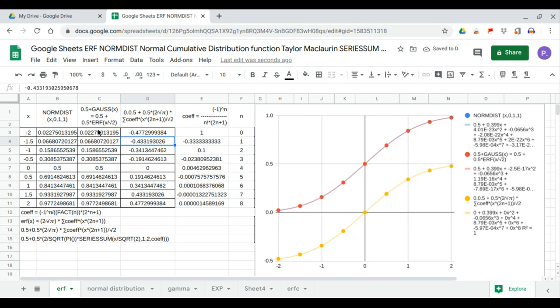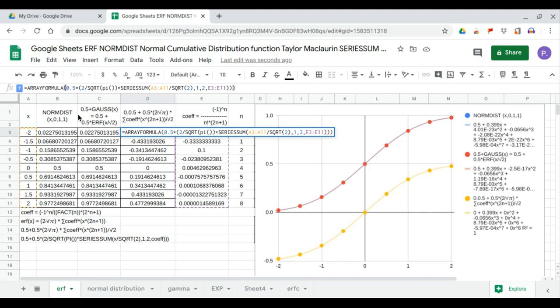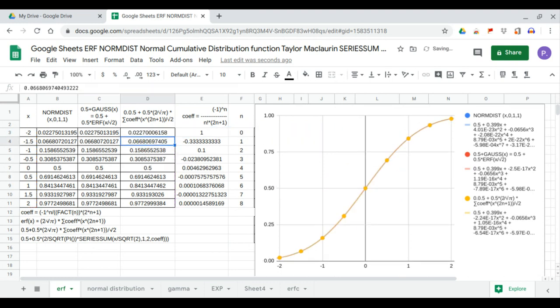Now that we have this, this is now the Gauss function, where they are parallel, the difference is 0.5. To make this equal to NORMDIST, you add 0.5 to the Gauss function. So add 0.5 to the Gauss function. So 0.5 plus. Okay, so we now have all three in the same line.